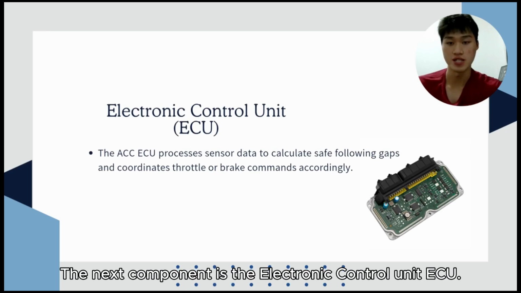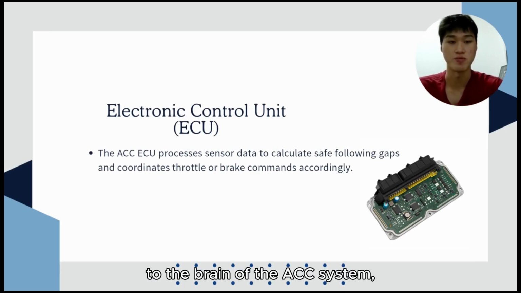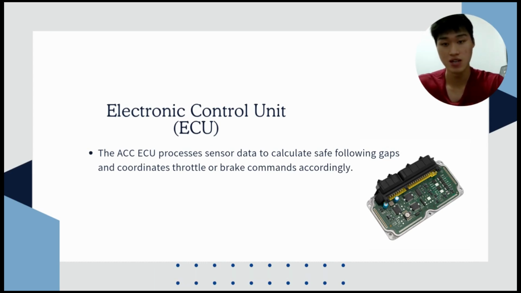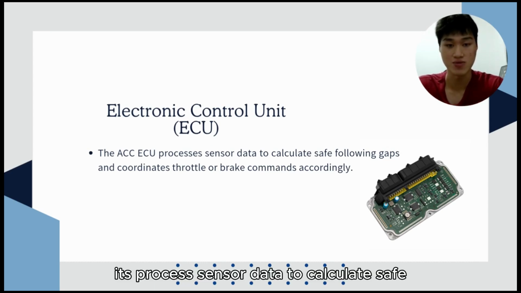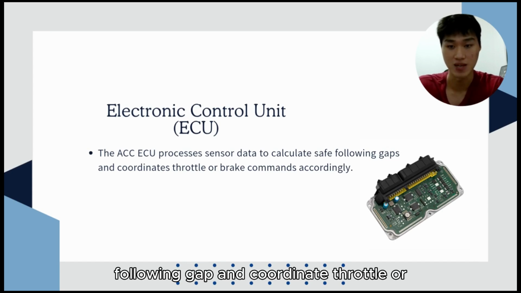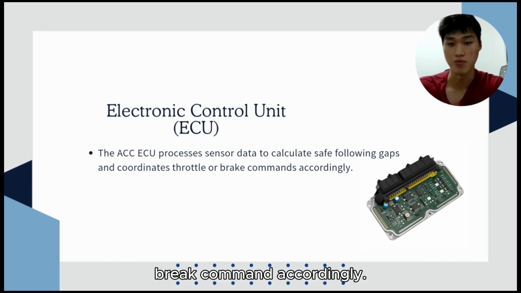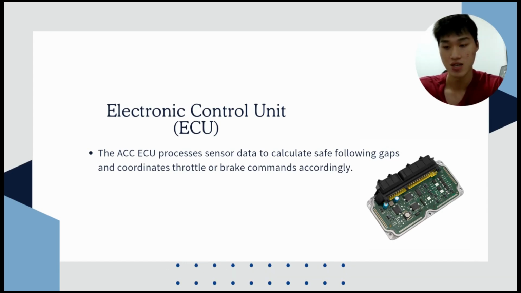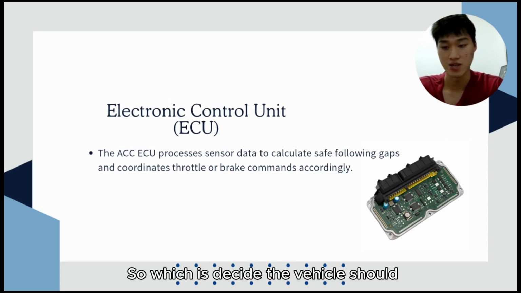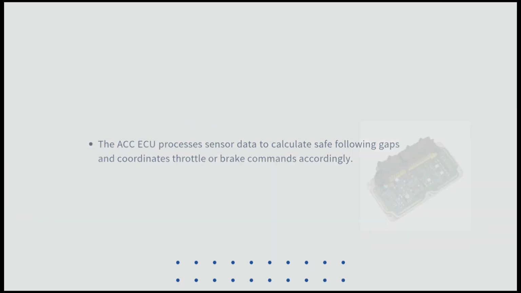The next component is the electronic control unit (ECU). It can be considered the brain of the ACC system. It processes sensor data to calculate safe following gap and coordinate throttle or brake command accordingly. So it decides whether the vehicle should accelerate, maintain speed, or brake.